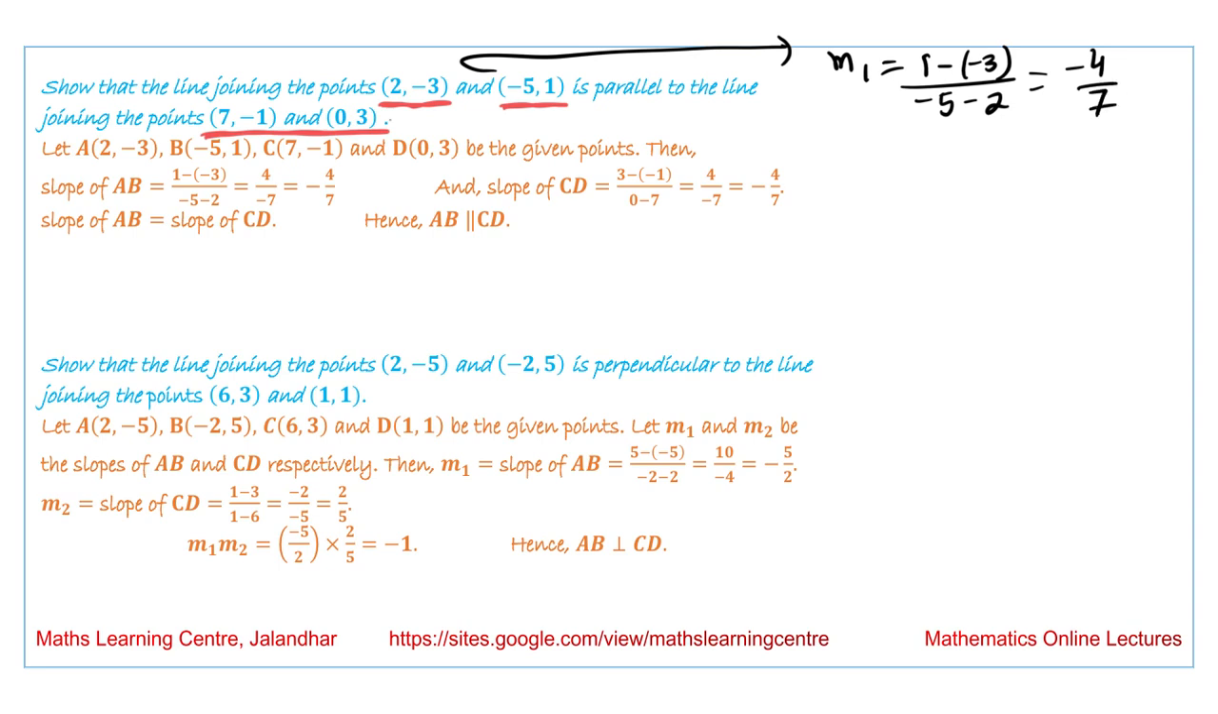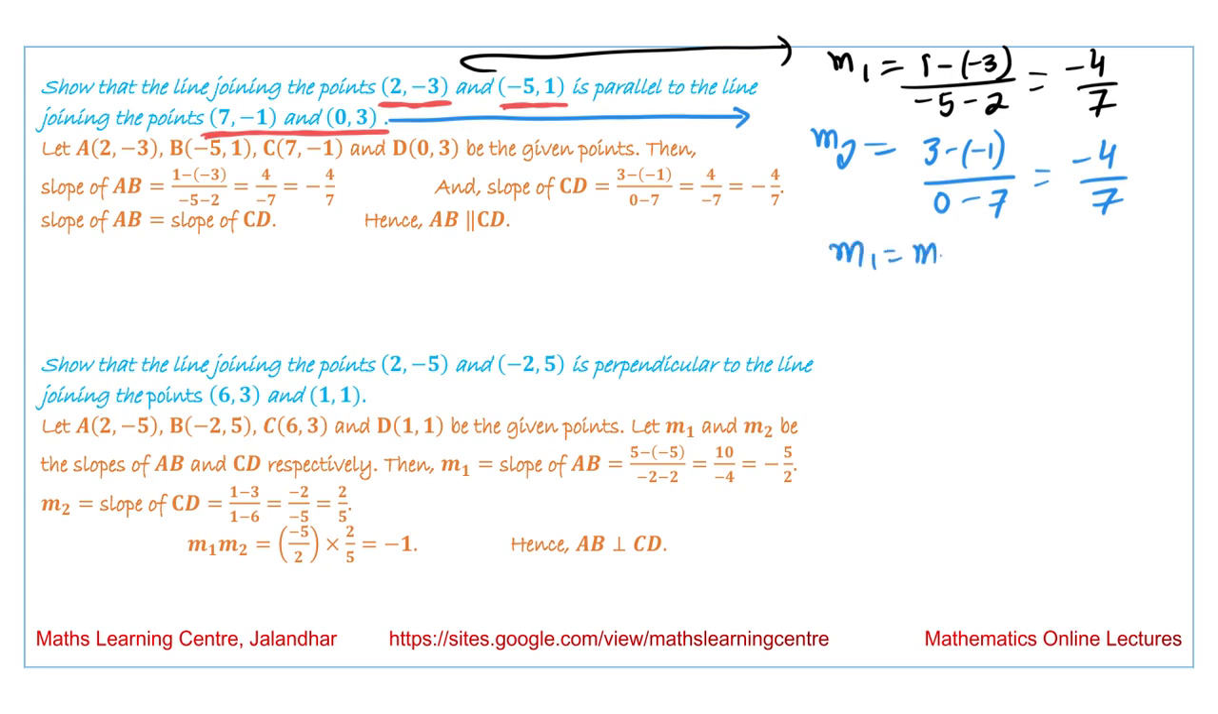And the slope for the second line, m2, is equal to 3 minus minus 1 divided by 0 minus 7. So the answer we obtain is minus 4 by 7. So what we have is m1 is equal to m2. So this implies that line 1 is parallel to line 2. If this is line 1, this is line 2, line 1 is parallel to line 2.